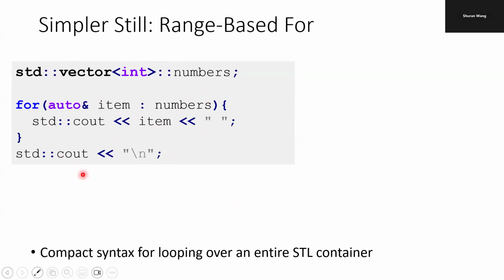So what this does is that the auto reference is actually dereferencing the iterators inside the numbers. It will automatically go to the first element inside the numbers called item, and you can print out the value without dereferencing the iterator. Everything is done by the for loop. This is a compact syntax for looping over an entire STL container. And this doesn't only work for vector, this works for all types of container.